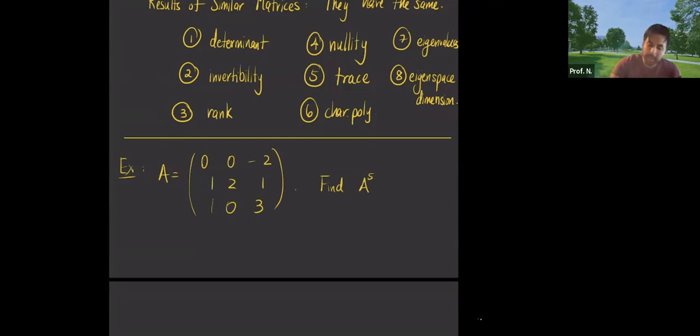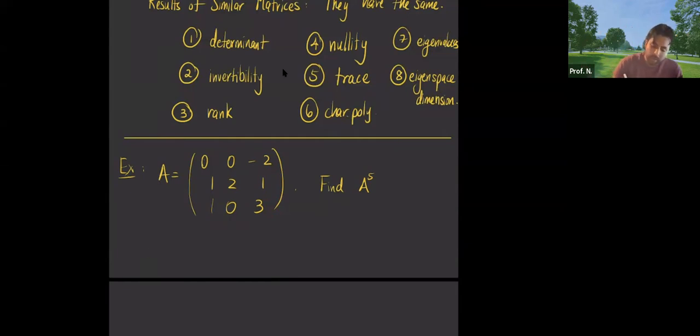What does the symbol A to the 5th power mean? What would I have to do to A? Anything raised to the 5th power, what does that number imply? I multiply it by itself 5 times, right? So I would have to multiply this 3 by 3 matrix by itself, and the product will appear 5 times.